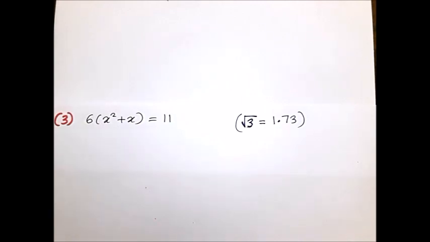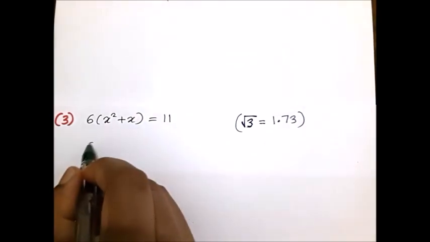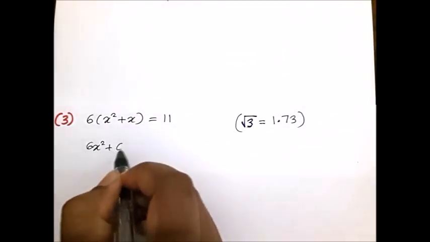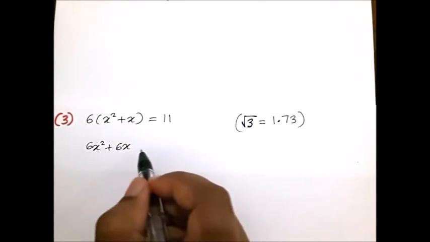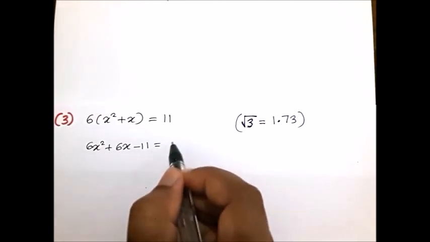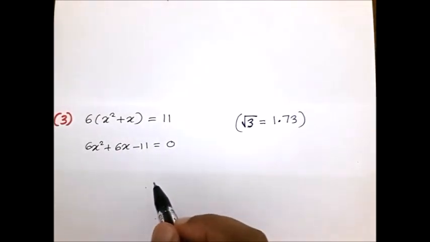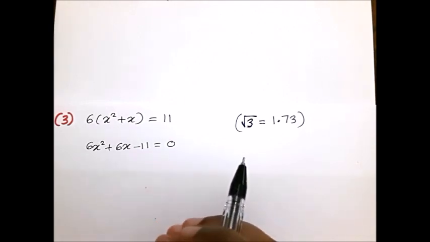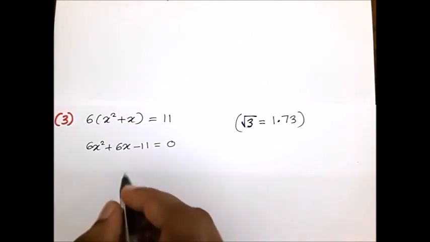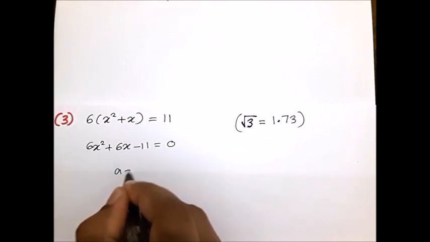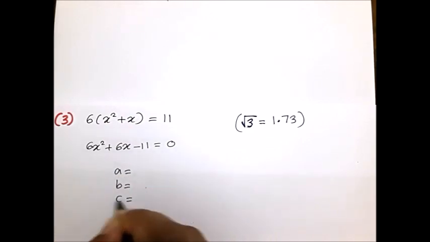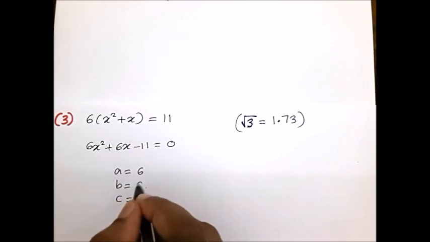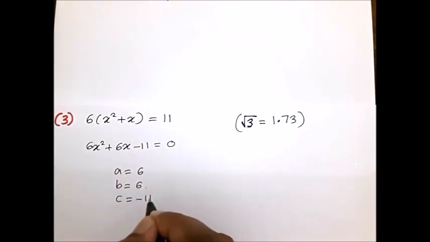Look at the third example. First remove the brackets here: 6x to the power 2 plus 6x. Then take all terms to one side. When you are using the quadratic formula, you have to arrange all terms on one side of the equation. Then identify the terms A, B, C. Here A is 6, B is also 6, and C is minus 11.